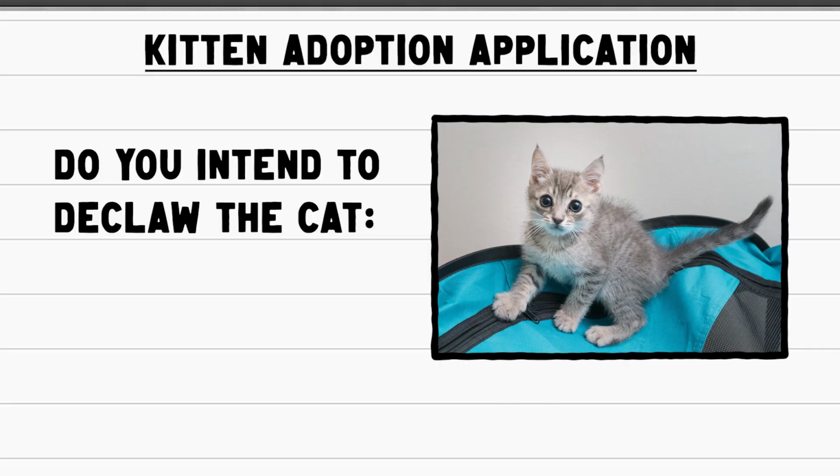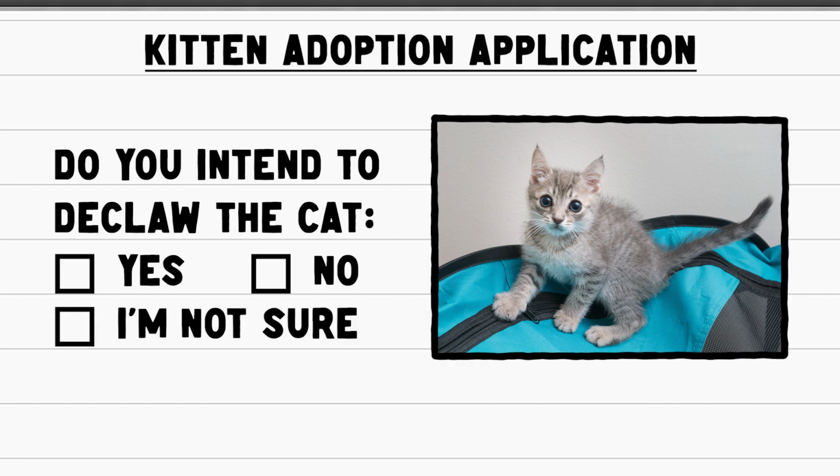Do you intend to declaw the cat? Yes, no, or I'm not sure. Hopefully, if you're watching this, you know that declawing is mutilation of cats' paws, and it's a very cruel thing to do to a cat. But not everybody knows that. So I like to put yes, no, and not sure, and not sure should not be a rule out. For me, it's just a conversation I'm having. Some of my best adopters have selected I'm not sure, and then I'm able to have a conversation with them and educate them, and they pretty much always say, oh my gosh, thank you for telling me that. I would never do that to a cat.